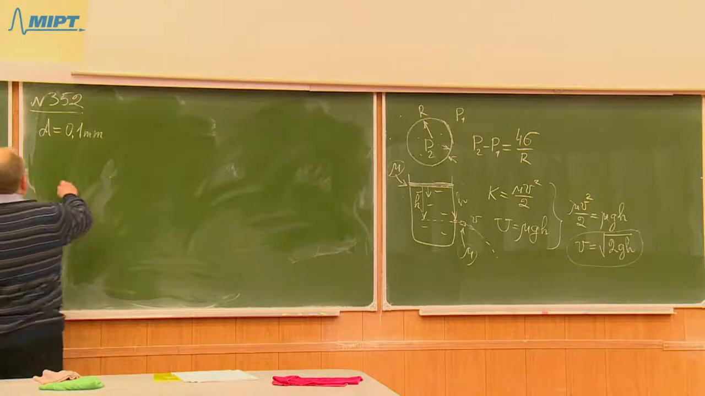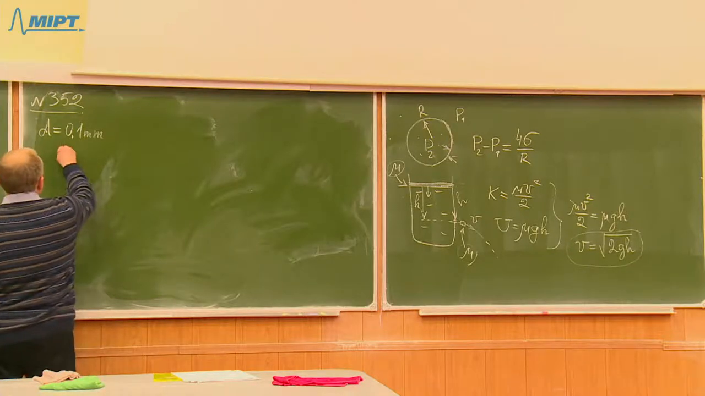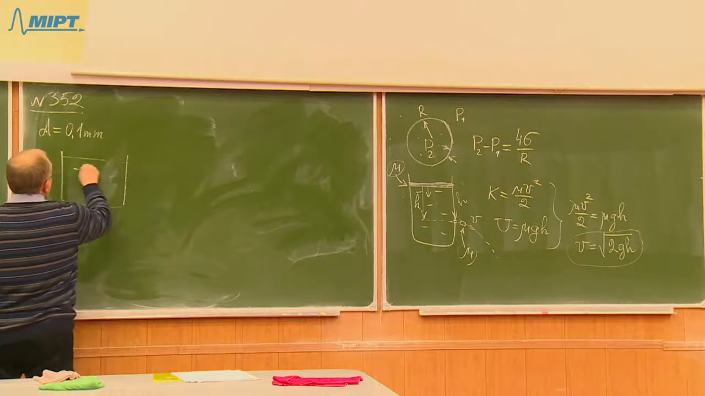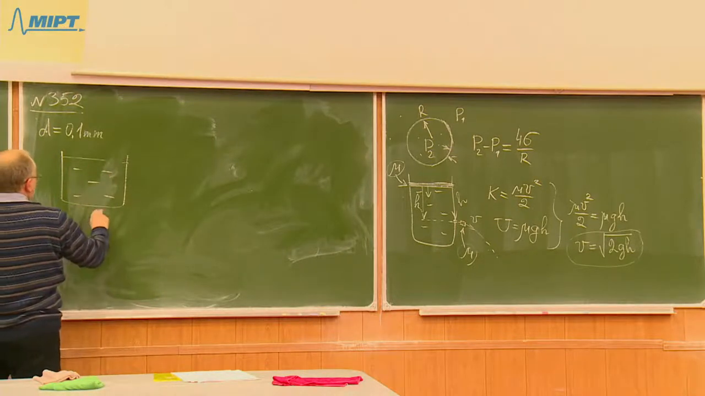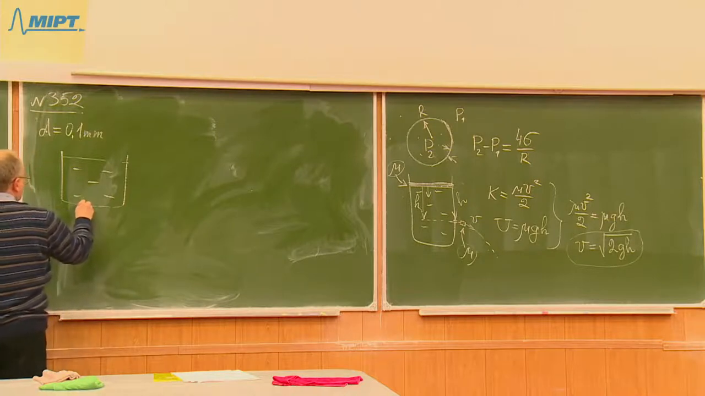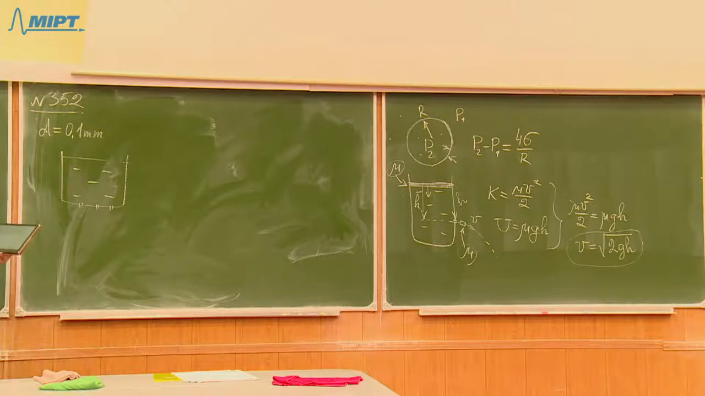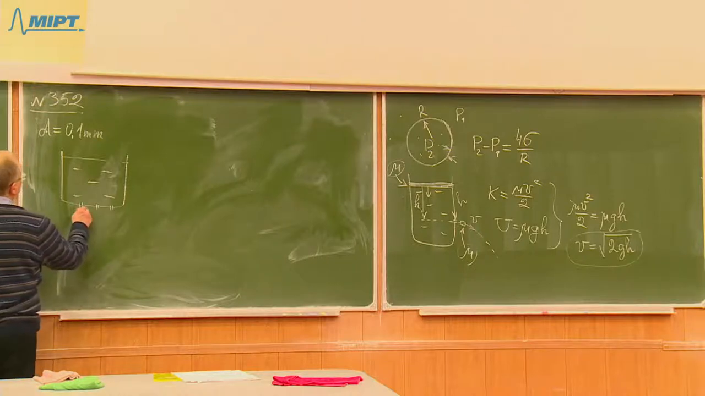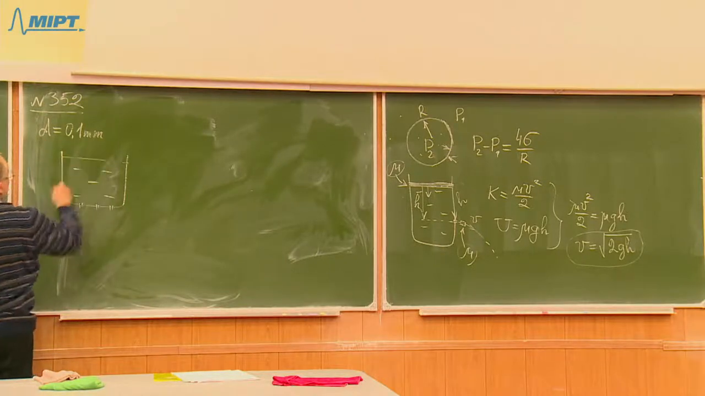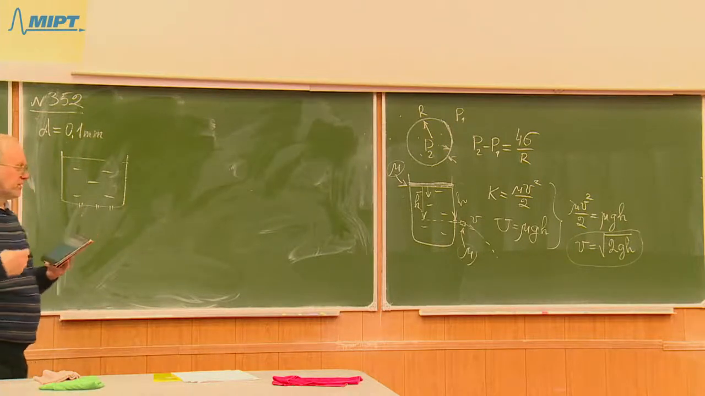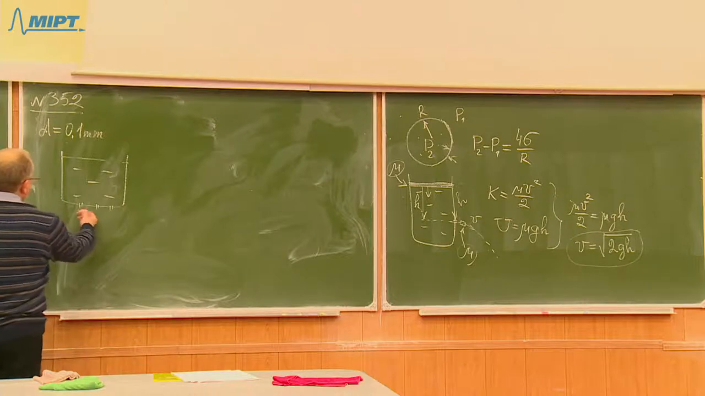So we have a vessel filled with water. And there are small holes in the bottom. There are several small holes. Well, at least one hole. One hole is enough, but we may have several holes. And we know the diameter of each hole. The diameter is given. It's 0.1 millimeter, very small diameter, a pinhole.